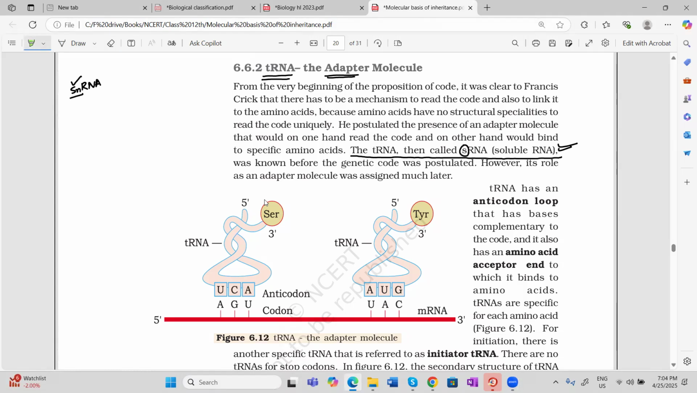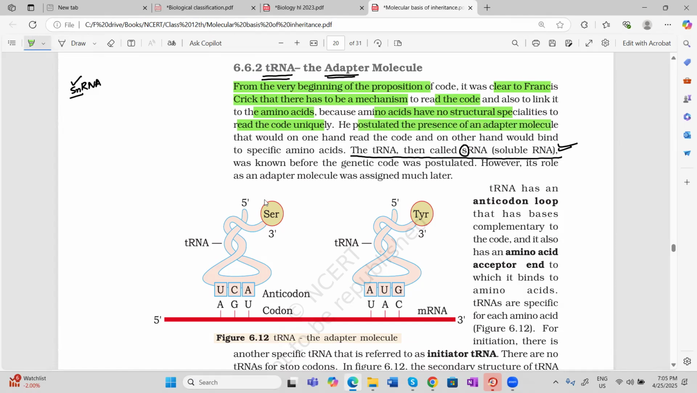Now, when the proposition of the code was made, even before the very beginning of it, it was clear to Francis Crick that there should be some mechanism that can read the genetic code and join the amino acid, because amino acids don't have any structural specialties to read the code directly. So someone should be there who can read the code and bring the amino acid. So he is the one who postulated the presence of an adapter molecule, which can read the code and on the other hand can bind to the amino acid.